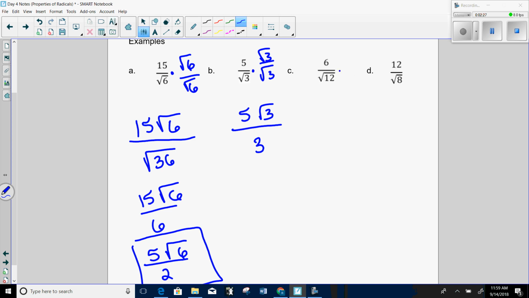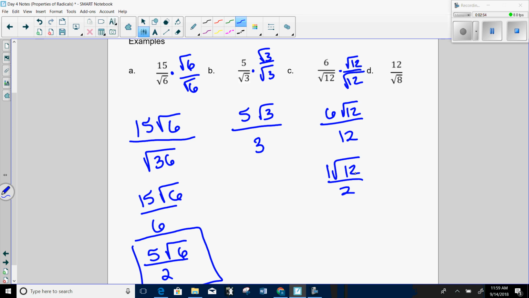Same process here. Take this, multiply by the square root of 12, and you get 6 times the square root of 12 over 12. There should be the square root here. Now, we try to reduce. 6 and 12, those both reduce, so this becomes the square root of 12 over 2. Okay? 6 divided by 12 is 1 over 2, or just the square root of 12. You don't need the 1, but you can put it there. It's not a big deal.